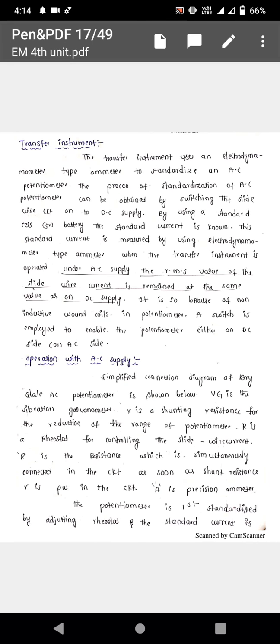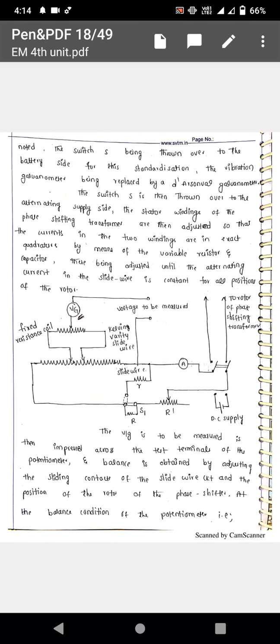This is the diagram representation of the polar type potentiometer. These two terminals are connected to the phase shifting transformer, the Drysdale phase shifting transformer. The unknown voltage to be measured is connected to this also, and we are using a vibration galvanometer, a fixed coil, and a Kelvin Varley slide wire.